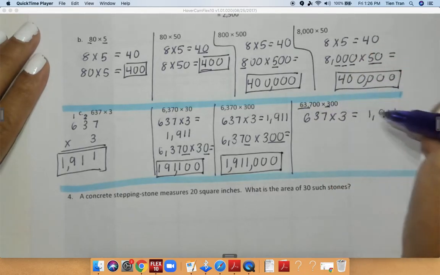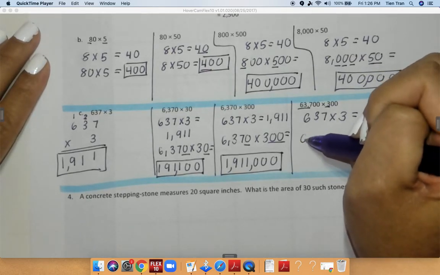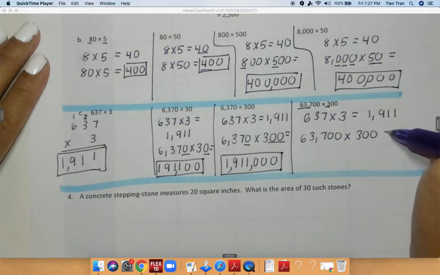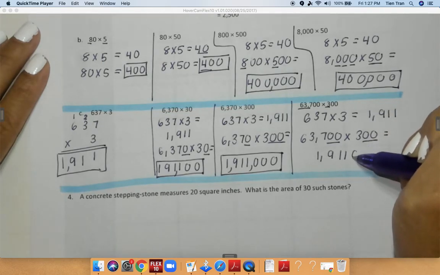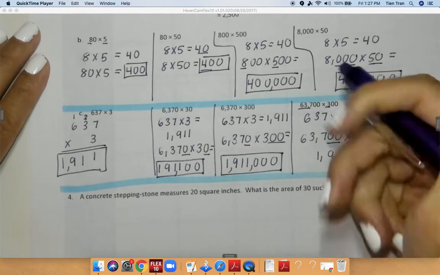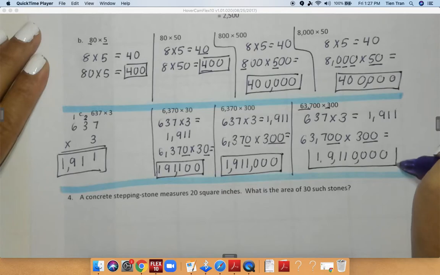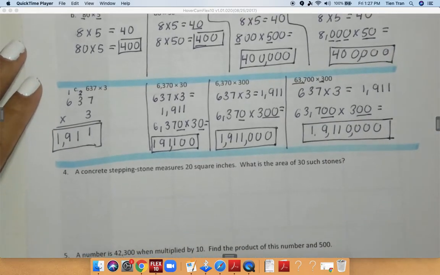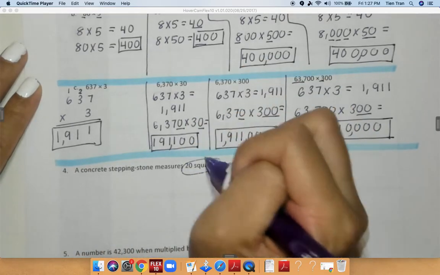Last one, I have 637 times 3, which is equal to 1,911. So that's what I solved right there. And now I'm going to multiply 63,700 times 300. I'm going to add 4 zeros at the end to that answer. So 1, 2, 3, 4. So my final answer is going to be 19,110,000.